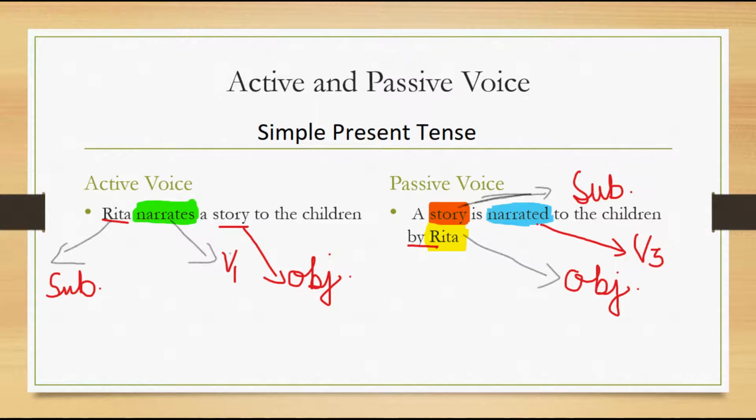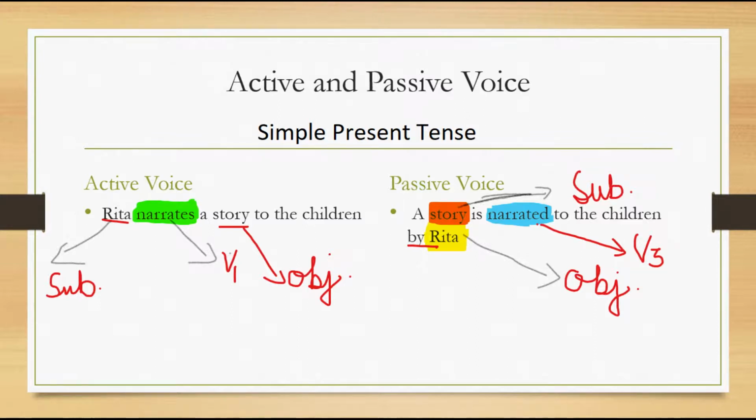Now my verb is in the present tense, narrates. When I put this verb narrates in the passive voice, I put it in the past participle. This is the second main principle of the change of active into passive, that we will use the past participle form of the verb. So I will change narrates into the past participle form. And what is the past participle form of the word narrate? That is narrated. So narrated is the past participle.